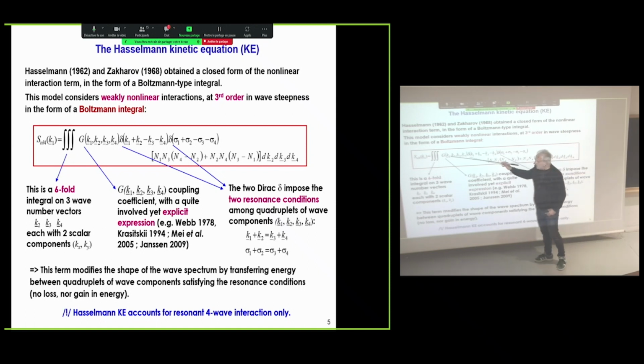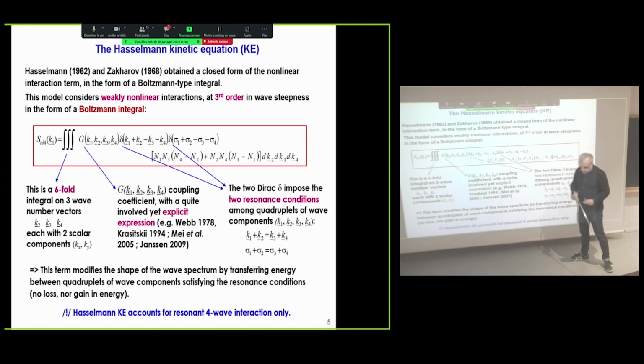Here, G is a coupling coefficient. I didn't write its expression here, but it can be found in several papers listed here. It's quite an involved expression, but it's explicit, so once it is coded, it can be used quite easily. And you have, as I said, the two resonance conditions, which restrict this machinery to quadruplets which fulfill them: one over the wave number vectors, and one over the angular frequency, sigma. As already said, only quadruplets of wave components which fulfill these two resonance conditions will exchange energy and momentum.